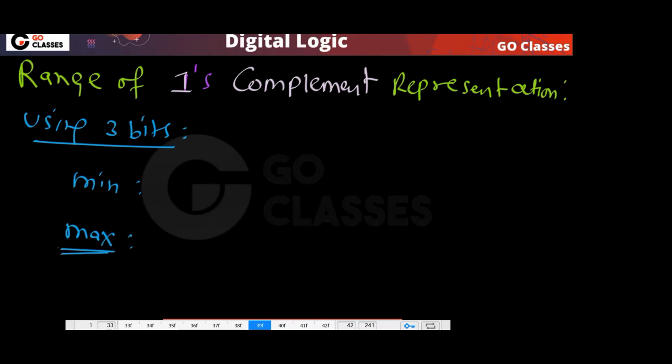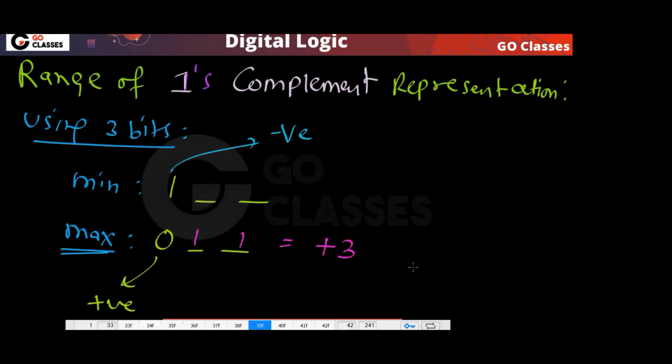Remember, maximum means it should be positive. This 0 implies positive, and minimum should be starting with 1. This 1 implies negative. You already know. So the maximum you can put is plus 3. And what is the minimum you can put? Should I do this? Is this correct?